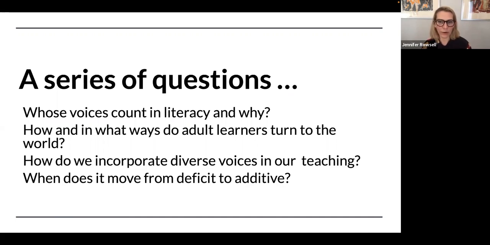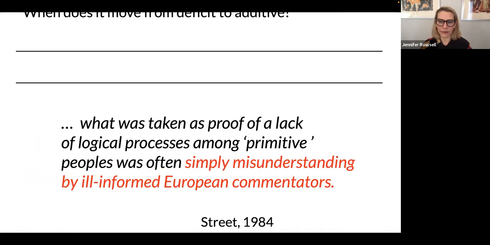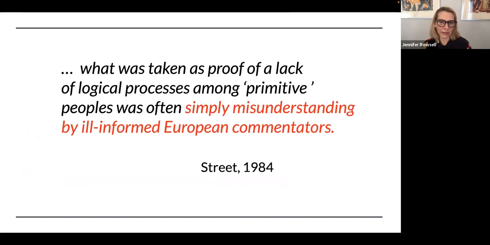I'm probably preaching to the choir, you already do this, but how and in what ways do adult learners turn to the world? And that is, what are their own perspectives, and how can we get at that when we're teaching? How can we elicit that? How do we incorporate diverse voices in our teaching? And I'd love to hear from both Polly and Roz about that, and Keiko. And when does it move from deficit to additive, right? I quote Brian Street mostly because he had such an impact on my life. And what was taken as proof of a lack of logical processes among primitive people was often simply a misunderstanding of ill-informed European commentators.